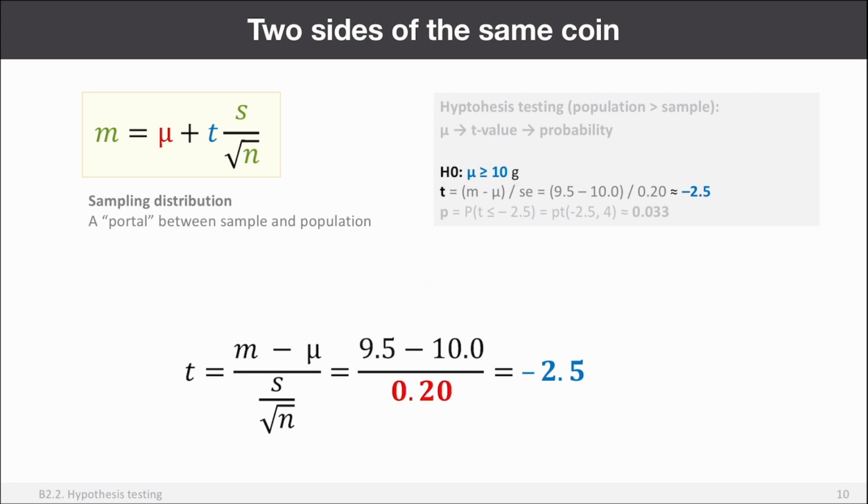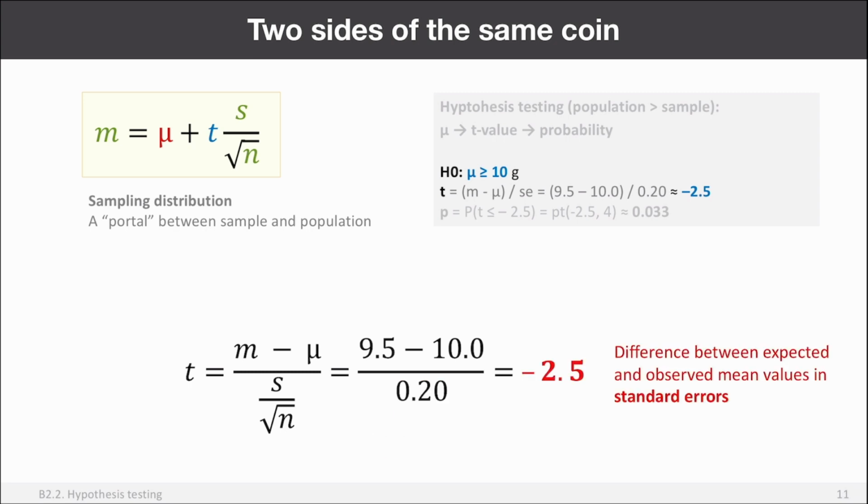Then we divide it by the standard error. But remember, what is standard error? Standard error is a measure of distance in the t-distribution. So this 0.2 means it's 0.2 grams in one standard error. It's like we computed the z-score for the normal distribution, a very similar procedure. So the final value tells us the difference between the expected population average and the sample average in standard errors. It means that the sample average is 2.5 standard errors smaller than the population average. So that's the meaning of this t-score.